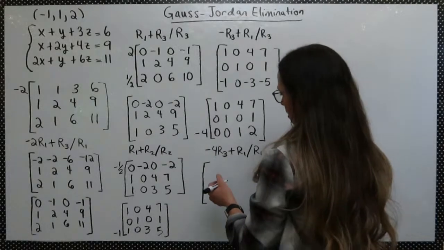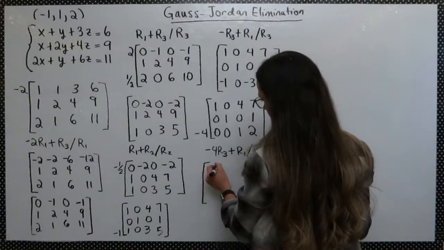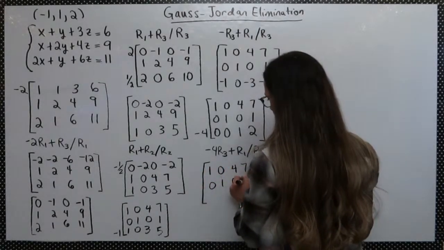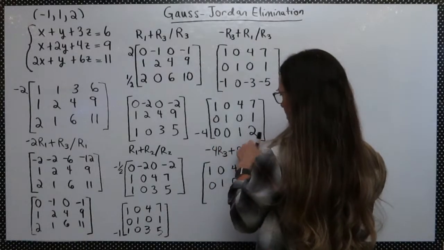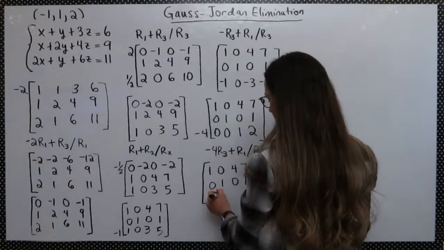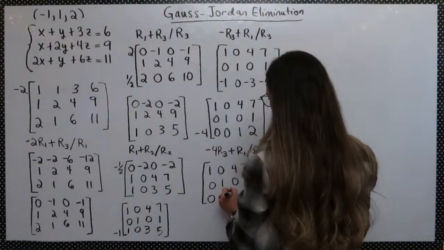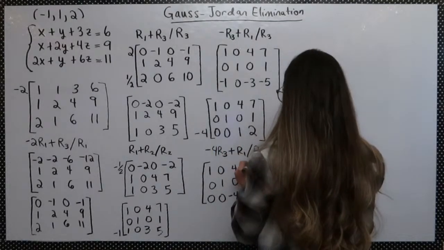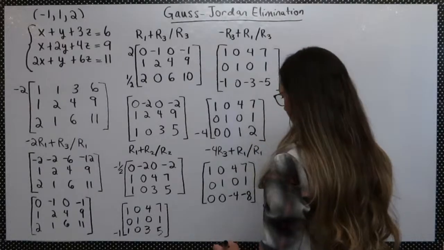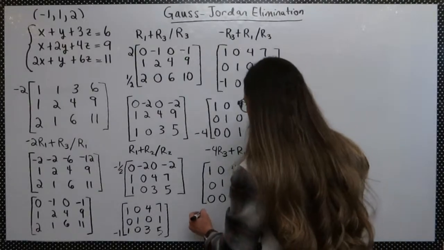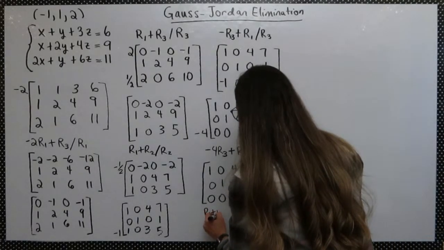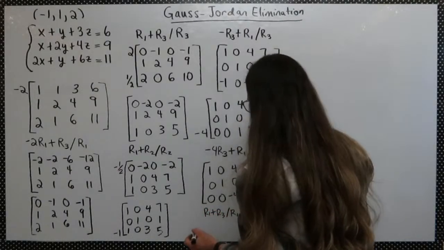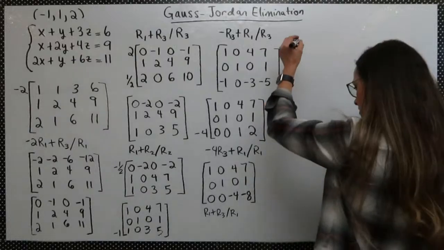So let's go ahead and copy these down. 1, 0, 4, 7, 0, 1, 0, 1. And then multiplying the third row by -4, you're going to get 0, 0, -4, and -8. All right, so now all we have to do is add row 1 plus row 3 and replace row 1. And we'll do that one here.